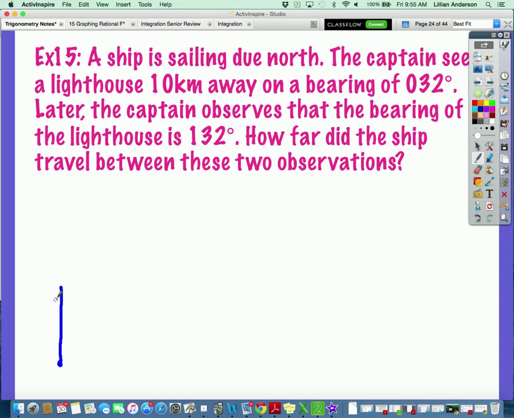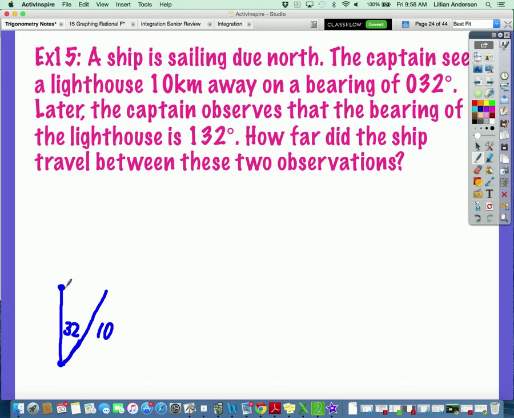How would I draw that? 32 degrees clockwise from up here, down here. Okay? You're going to go a pretty good distance. So this is 32, and is this 10 or is this 10? That's 10.